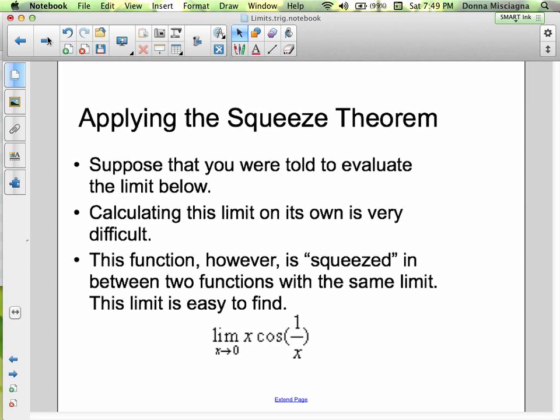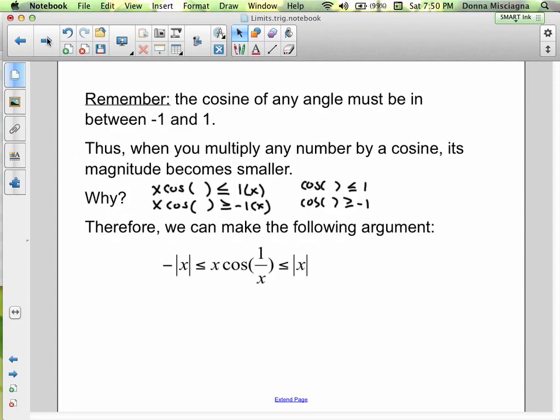All right, so applying the squeeze theorem, sandwich theorem, whichever you prefer calling it. Suppose you were told to evaluate the limit below. Calculating this limit on its own is very difficult. The function, however, is squeezed in between two functions with the same limit, and this limit is easy to find. And how do we know that our function here is squeezed in between two other functions whose limit is easy to find? We're not even told who these functions are. Well, it has to do with the nature of sine and cosine. In this case, we're working with cosine, but later on we'll see sine.